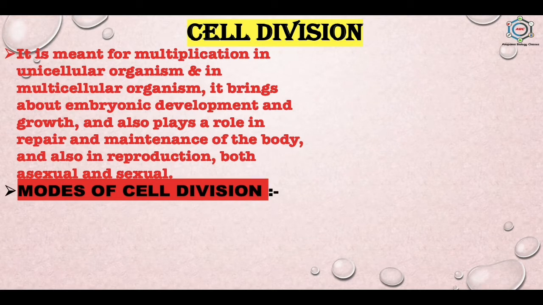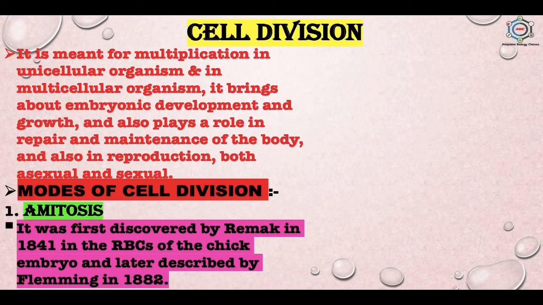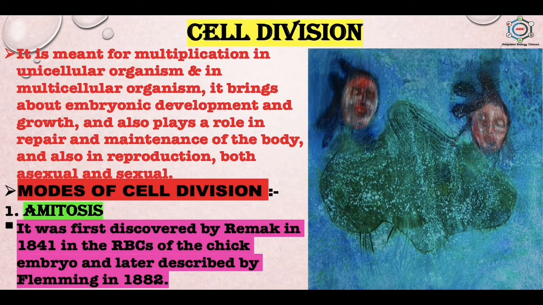Now, the modes of cell division. There are three main modes of cell division: amitosis, mitosis and meiosis, of which the first one is amitosis. It was first discovered by Remak in 1841 in the RBCs of the chick embryo and later described by Fleming in 1882. In this picture, it is a case of amitosis where a cell divides and forms two same daughter cells.